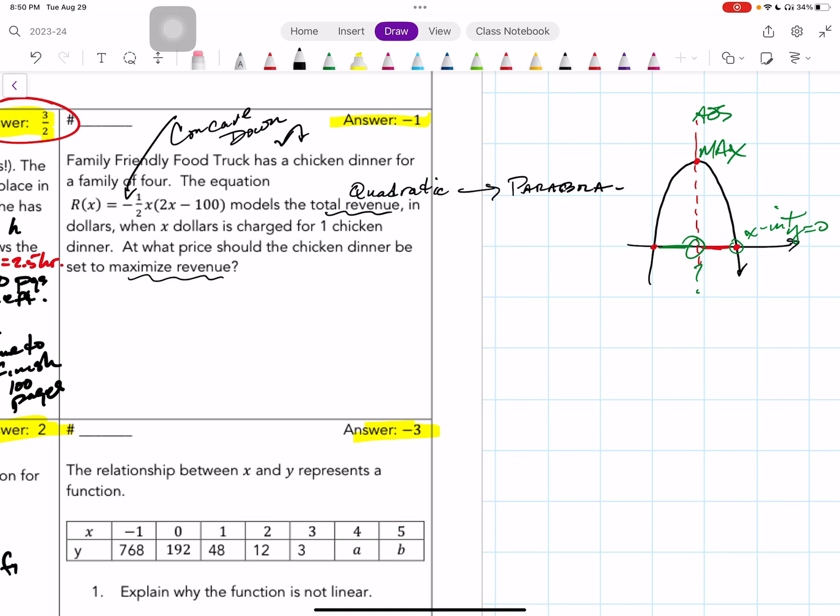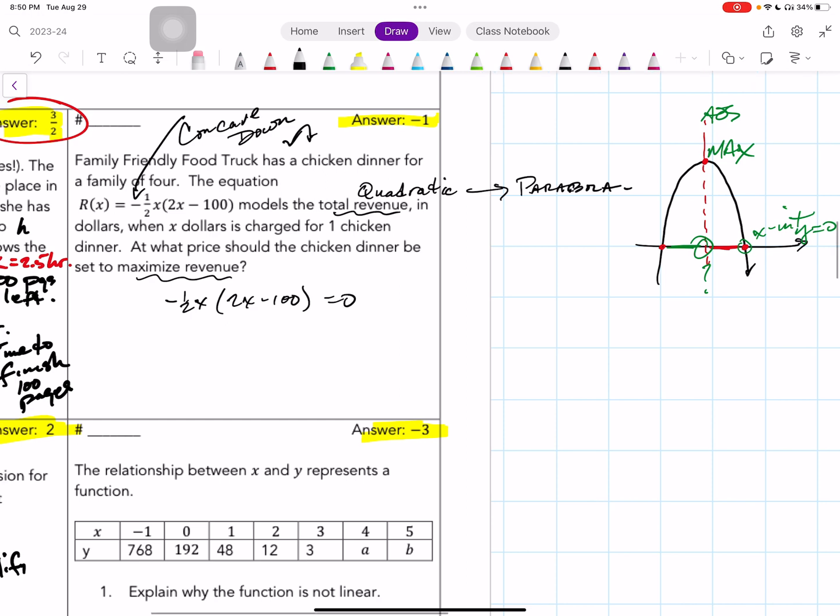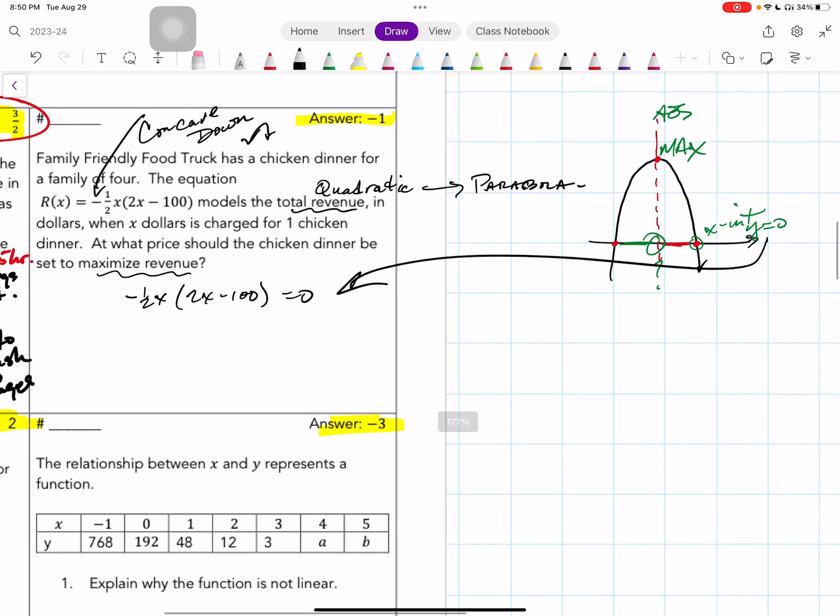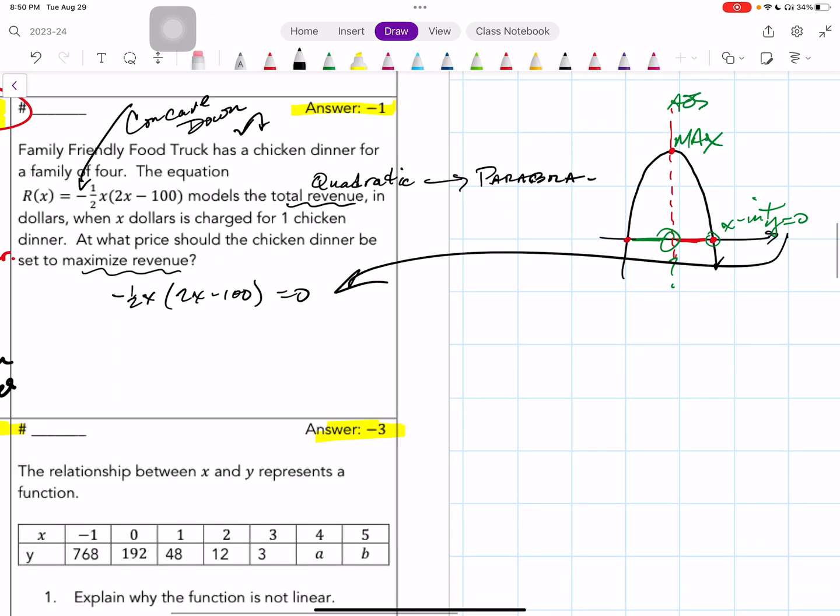We need to set this baby equal to 0. So -1/2 x times 2x minus 100. Okay, we're going to set it equal to 0 because y is 0. That's how you find an x-intercept in general. And then because of that, you've got the zero product rule. So you kick in the zero product rule, and you just use basically some common sense. You know that something times something equals 0. So either -1/2 x has to be equal to 0, or 2x minus 100 has got to be equal to 0.